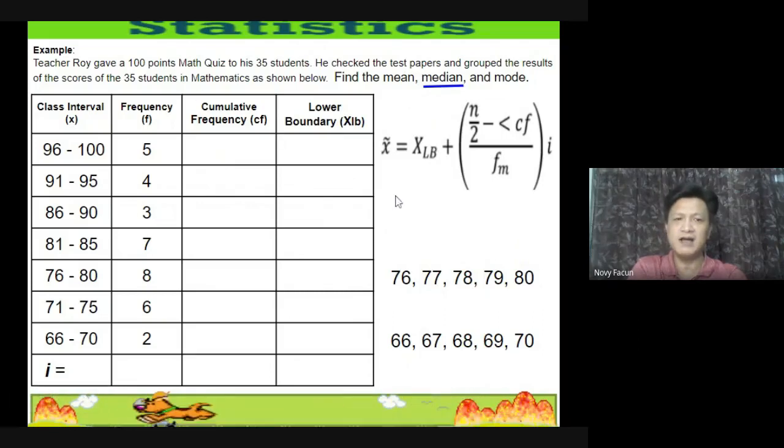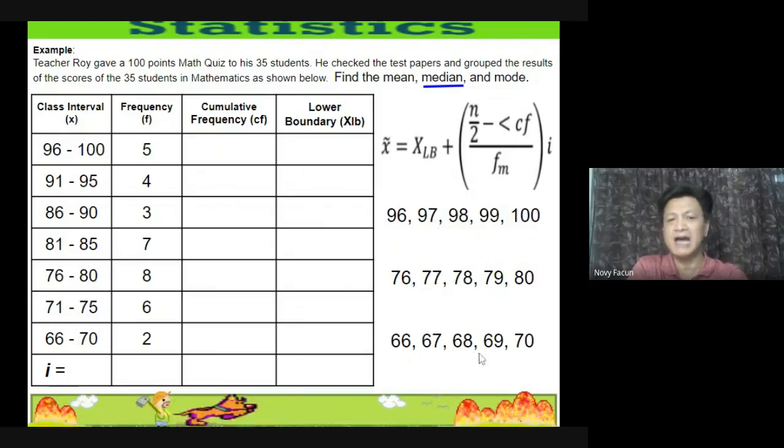Or pwede na sa pinakataas. We have 96 to 100, ano yung mga numbers? 96, 97, 98, 99, 100. Ang tanong, ilan yung numbers sa bawat bracket na yan? Kung mapapansin mo, meron silang 5. Kaya yun po yung class size natin. Consistent po yan na merong 5 numbers sa bawat interval or bawat bracket.